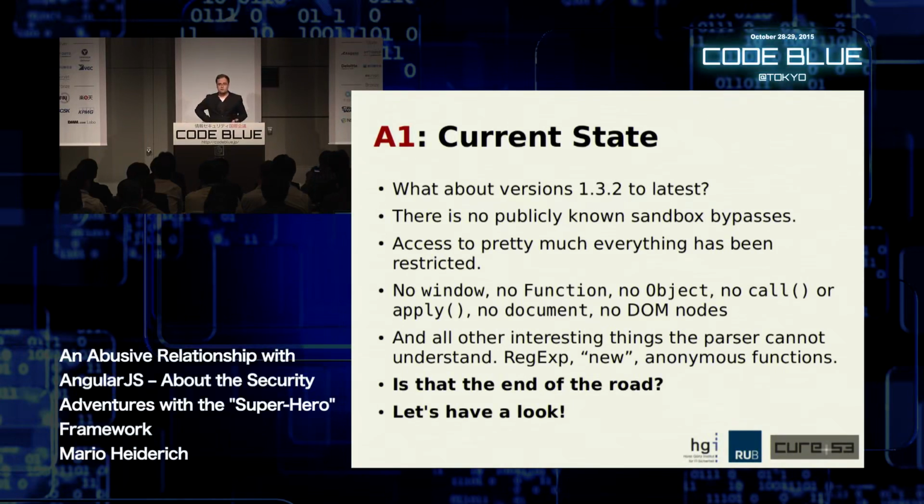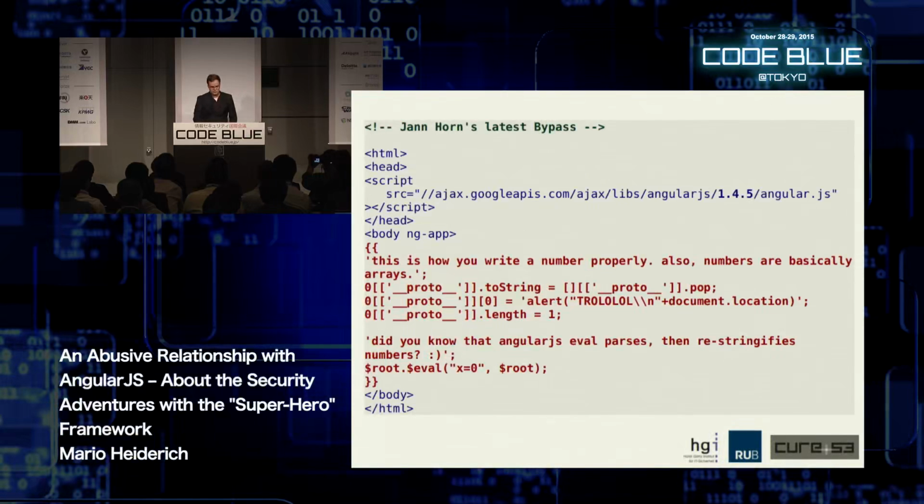Access to pretty much everything has been restricted. No window, no function, no object, no call, no apply, no document, no DOM nodes, nothing. Everything was blocked. But was that really the end of the road? Is it really safe now? No, it's not.